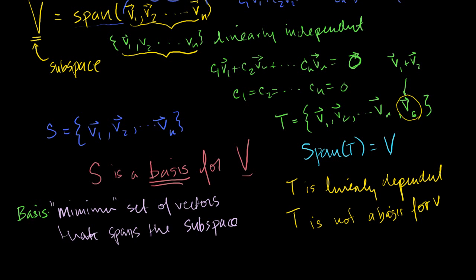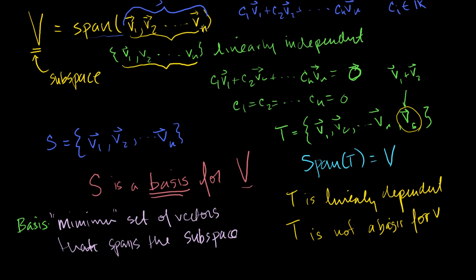So in this case, this is the minimum set of vectors. I'm not going to prove it just yet. But you can see that this set of vectors right here does span the subspace, but it's clearly not the minimum set of vectors. Because I could still remove this last vector here, and the span of what's left over is still going to span my subspace V. So this guy right here was redundant.